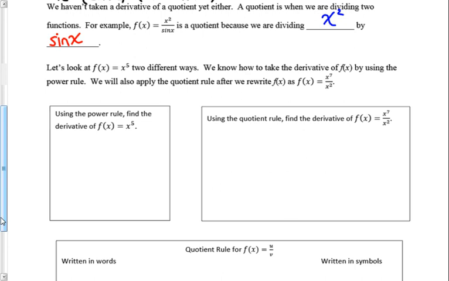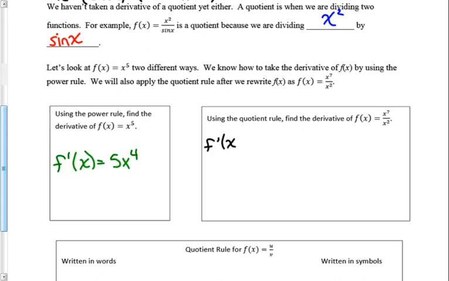So what we're going to do is we're going to start again with our f of x is equal to x to the 5th, and we're going to find the derivative in two ways. The first way is just leaving it as x to the 5th and using the power rule. The second way, we're going to rewrite f of x as x to the 7th divided by x squared. So for the first one, we take our derivative and we get 5x to the 4th. So again, when we work out our quotient rule, we should also get 5x to the 4th.